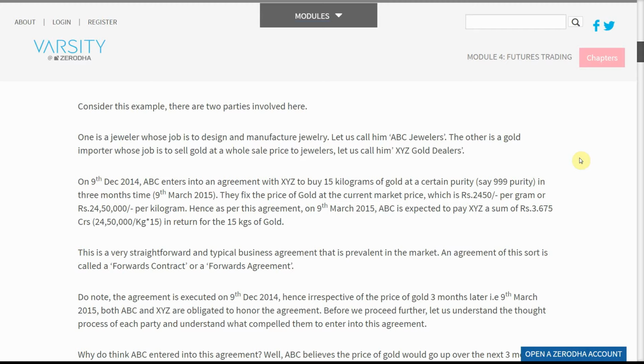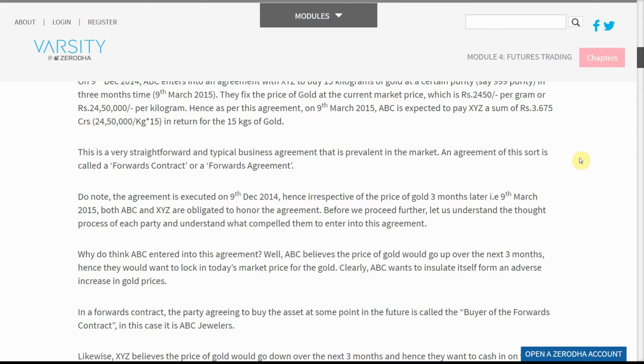They fix the price of gold at the current market price, which is 2,450 rupees per gram or 24,50,000 rupees per kilogram. Hence, as per this agreement, on the 9th of March 2015, ABC is expected to pay XYZ a sum of 3.675 crores, that is 24,50,000 rupees per kilogram times 15, in return for the 15 kgs of gold. This is a very straightforward and typical business agreement that is prevalent in the market. An agreement of this sort is called a forwards contract or a forwards agreement.